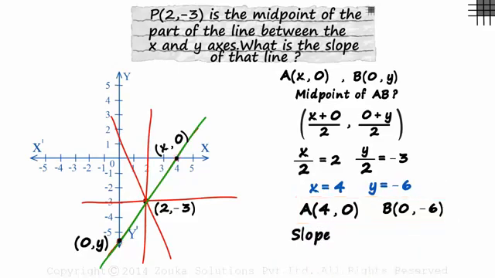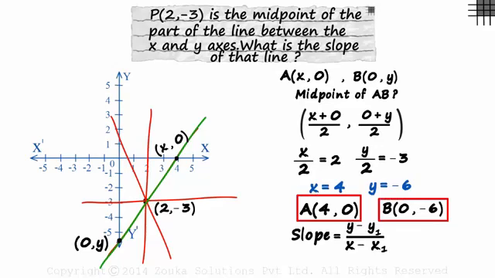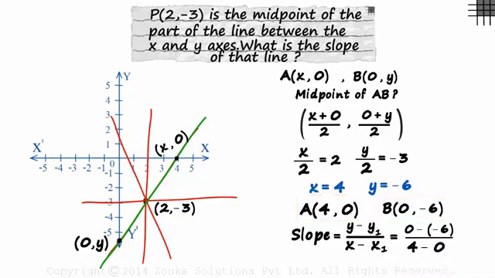The slope is defined as (y minus y1) over (x minus x1). Using points A and B, we get 0 minus minus 6 as the numerator and 4 minus 0 as the denominator. The slope will equal 3 over 2.